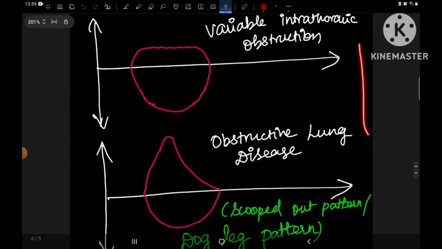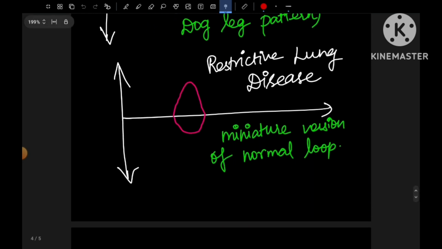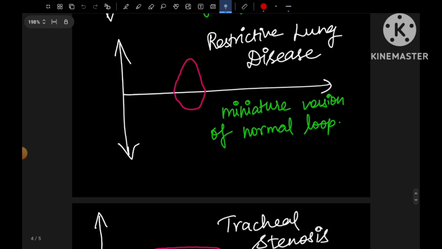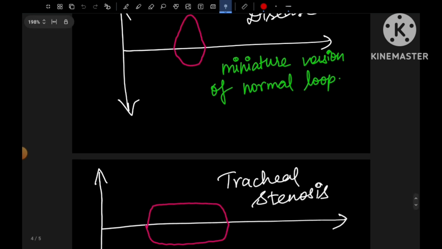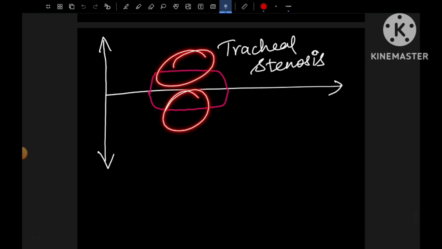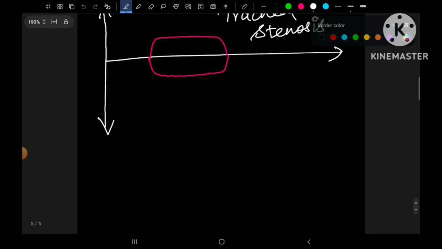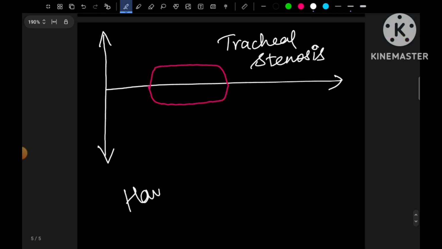Okay, next. In obstructive lung disease, there is a scooped out pattern or dog-leg pattern. And in restrictive lung disease, you can see that there is a miniature version. This is a normal flow volume loop, but here you can see a miniature version. Otherwise, the inspiration and expiration seem to be normal, but it differs in the size, not in the shape. Next, you can see that both abnormal inspiration and expiration is nothing but tracheal stenosis. So that's all for today, guys. Have a good day.